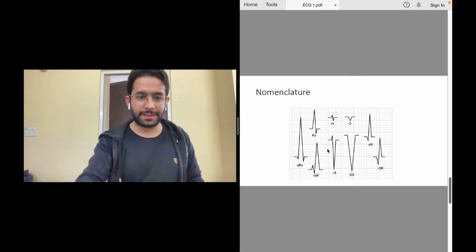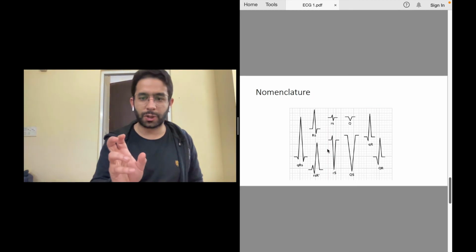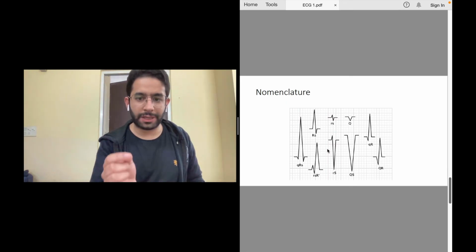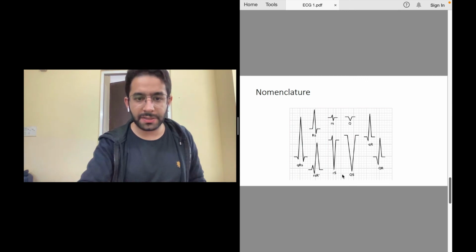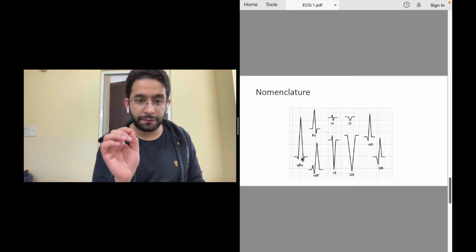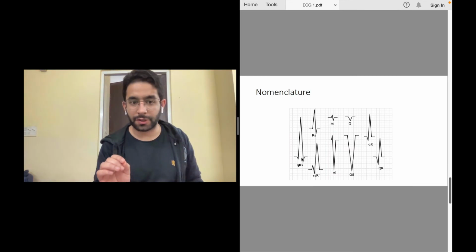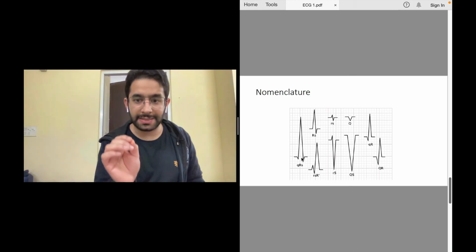Another thing I want to cover, this is the last slide in this video. This is how we name the QRS complex. So what is a Q wave? What is an R wave? What is an S wave? And what do these capital and small letters mean? So Q wave is the first or the initial negative deflection. The R wave is the initial or the first positive deflection of this QRS complex.